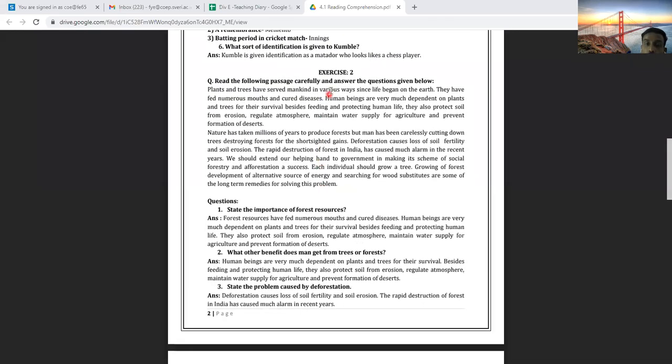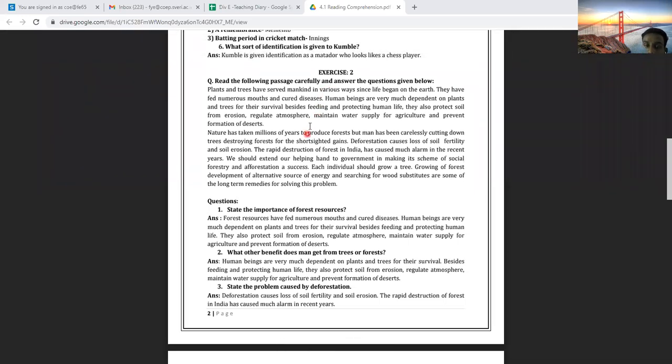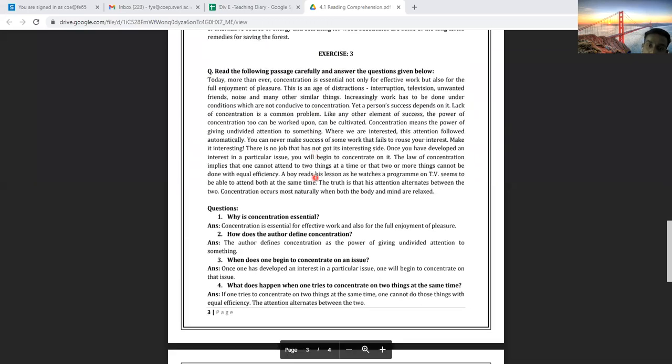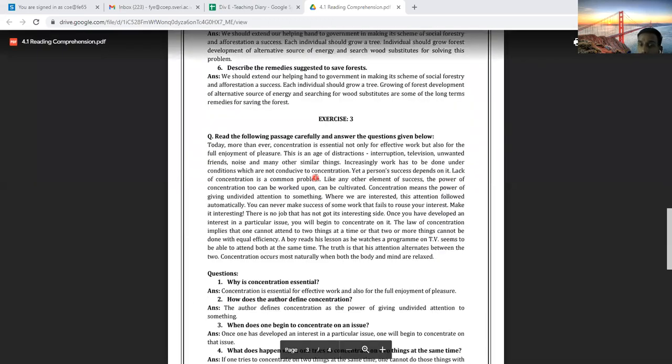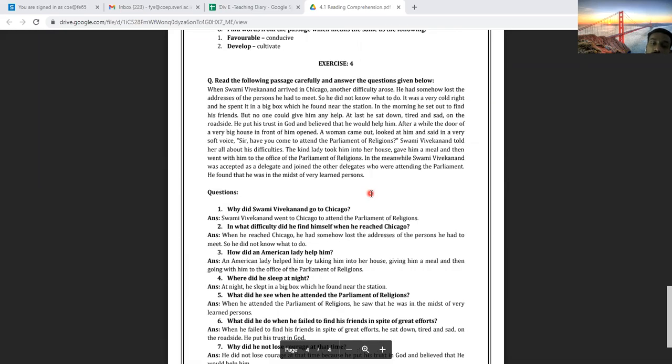Then next, number 2, there is a passage about the importance of trees and plants. So people can read this, and the questions and answers of this passage are also here. Then next is exercise number 3. This is about the importance of concentration, how you can focus, how you can concentrate. So you can just try to read, understand, and find out the question answers.